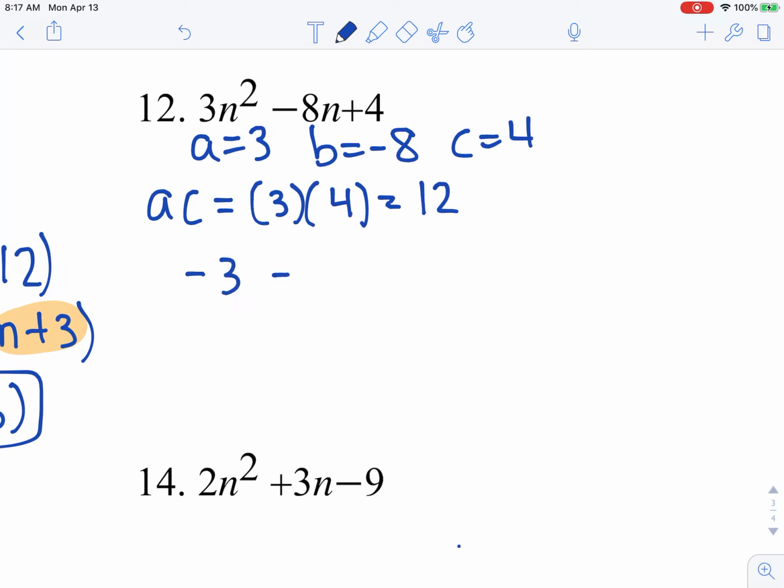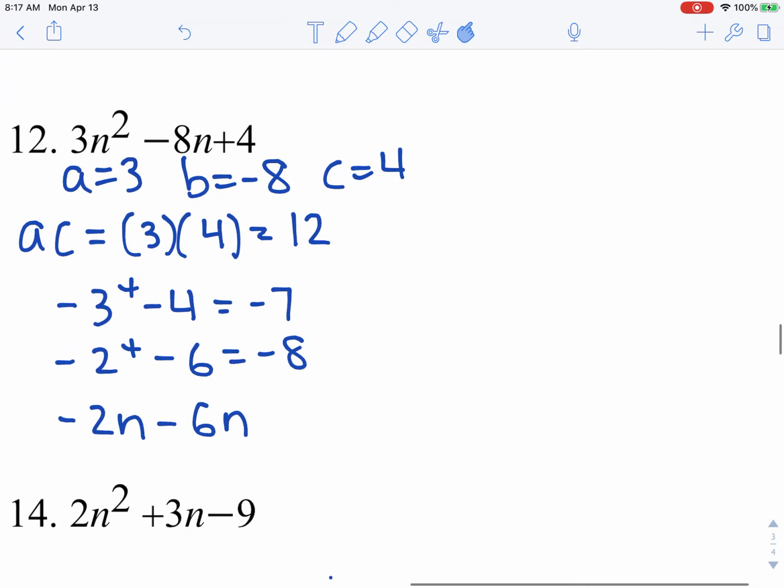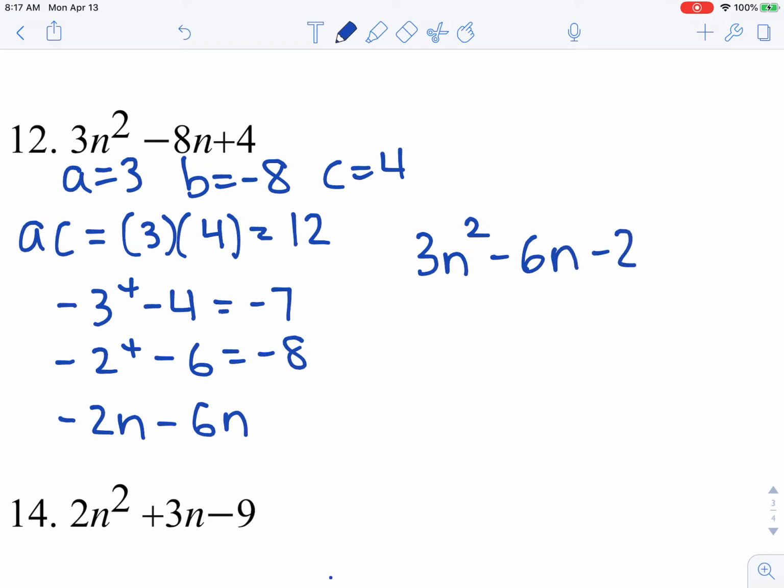So if I do -3, -4, -2, -6, this is -7, this is -8. So there's my two factors that I want. So it's going to be -2n minus 6n is what's going to go in place of -8n. But I want to make sure I write them in an order that I have a GCF. So I want the 6n first because that has a GCF with 3.